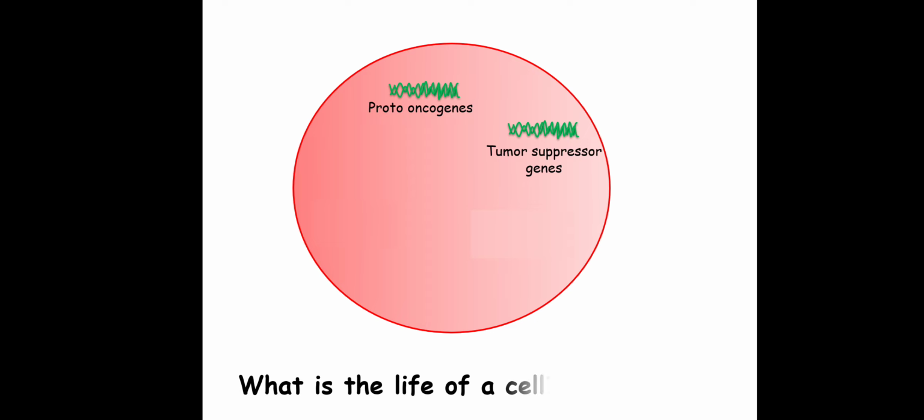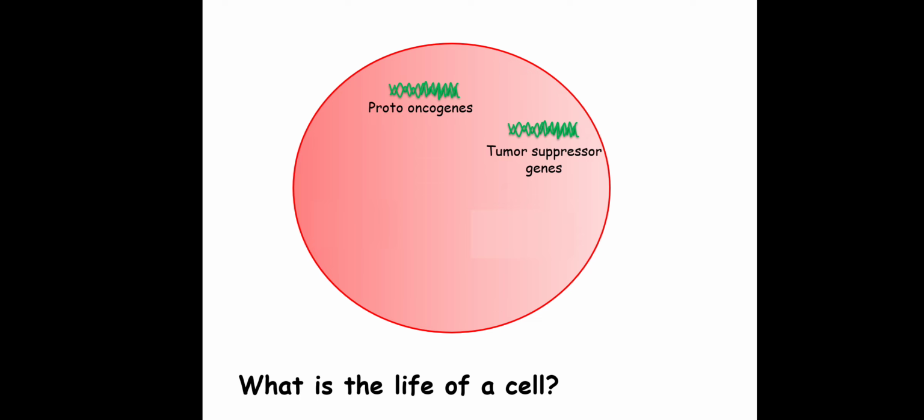Now of course, when a cell will proliferate and when it will stop proliferation, both depend upon the action of proto-oncogene and tumor suppressor genes. So the cell's rate of proliferation depends on the action of proto-oncogenes and tumor suppressor genes. Now, apart from the start and end of proliferation, there is another important thing that you should know, and that is, what is the life of a cell?